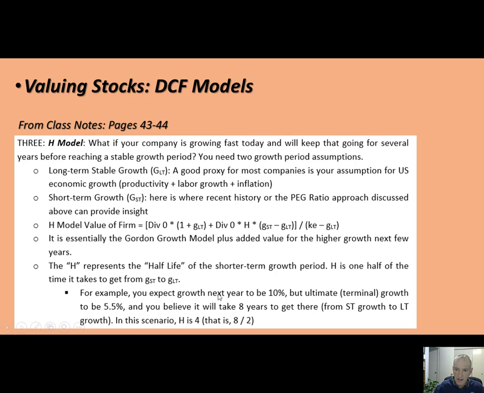So let's say you expect growth next year to be 10%, but the terminal growth is going to be 5.5%, and you think it'd take 8 years to get from the 10% to the 5.5%. Then your H is 4, which is 8 years divided by 2. This is the hardest thing to come up with on paper 4: what is your H going to be? It's very subjective. You have to have some rationale, so it's creative writing time. Find some way to justify it, but it needs to be rational.